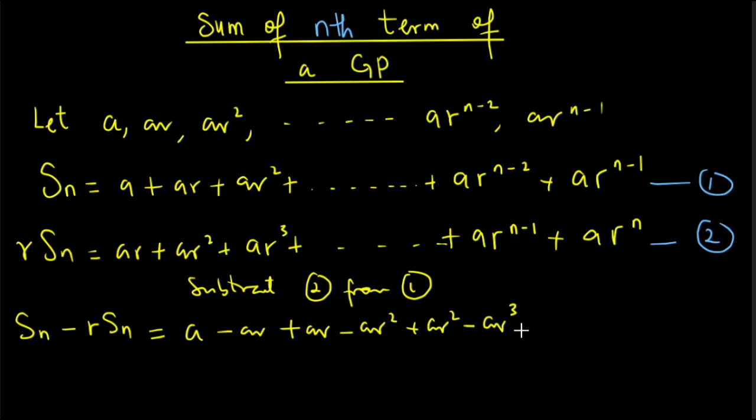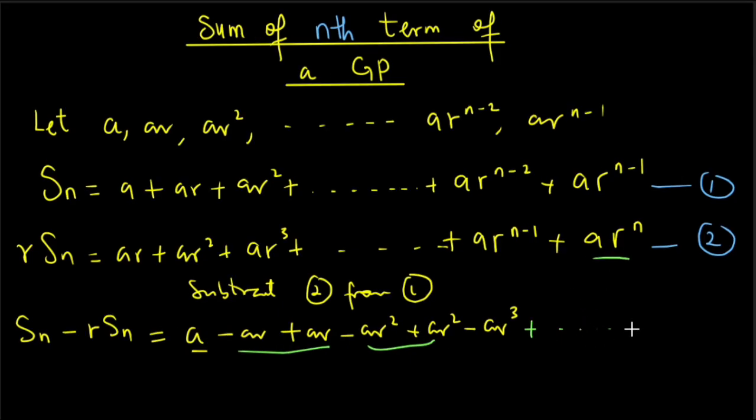Now, when you look at the pattern this follows, we are always having like terms. This and this will knock out. A minus AR plus AR gives 0. Also this. When you continue this way, you realize that every single term will be knocked out except the first term and the last term.